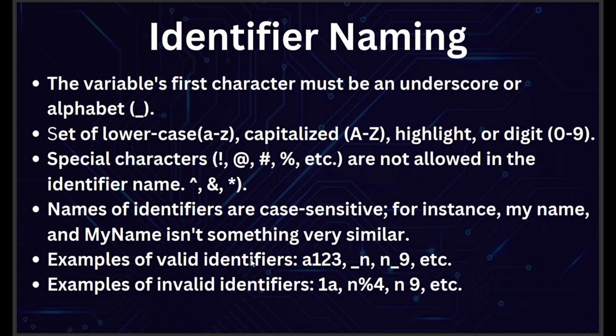There are examples of valid identifiers and invalid identifiers. Among the valid identifiers, you can see A123, _n_9, etc. These are valid identifiers. And what are the invalid identifiers? 1a and %49, etc. These are invalid identifiers.